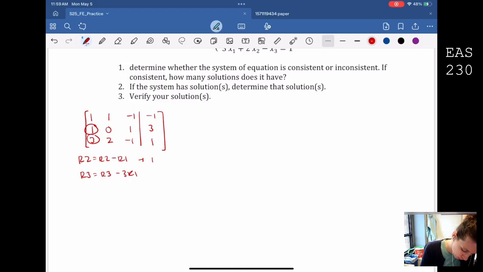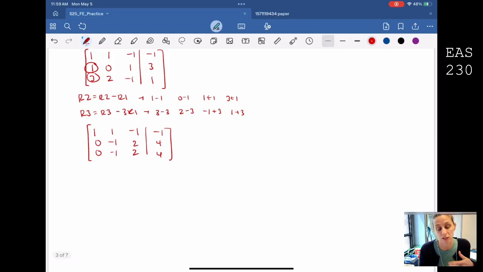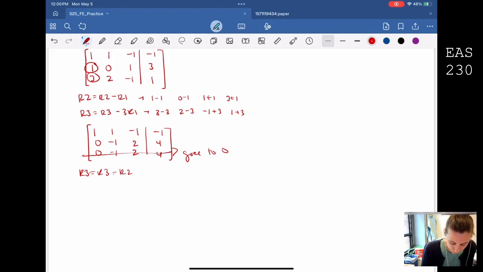So I'm going to draw my little chicken scratch on the side so I can keep track of how I am doing this. And then down here, so 3 minus 3, 2 minus 3, -1 plus 3, and then 1 plus 3. Which gives me row 1 doesn't change. Row 2 now becomes 0, -1, 2, and 4. And then row 3 becomes 0, -1, 2, and 4. And notice my last 2 rows are the same, so this one will go to 0. Because I can say row 3 equals row 3 minus row 2 to get this last 0.